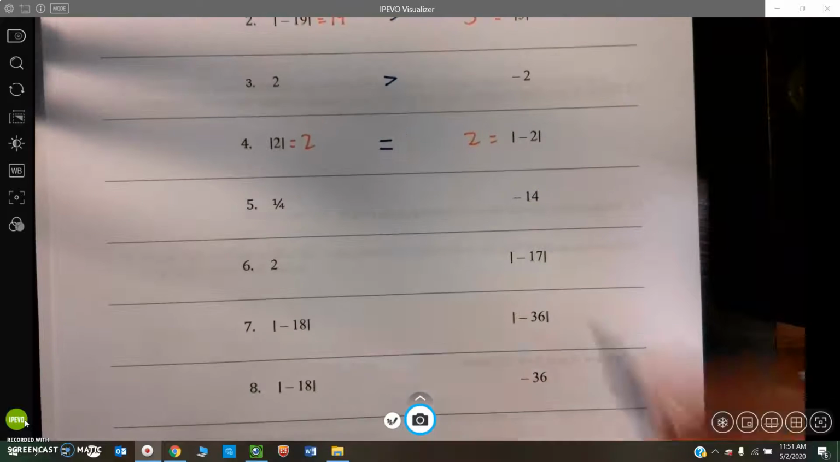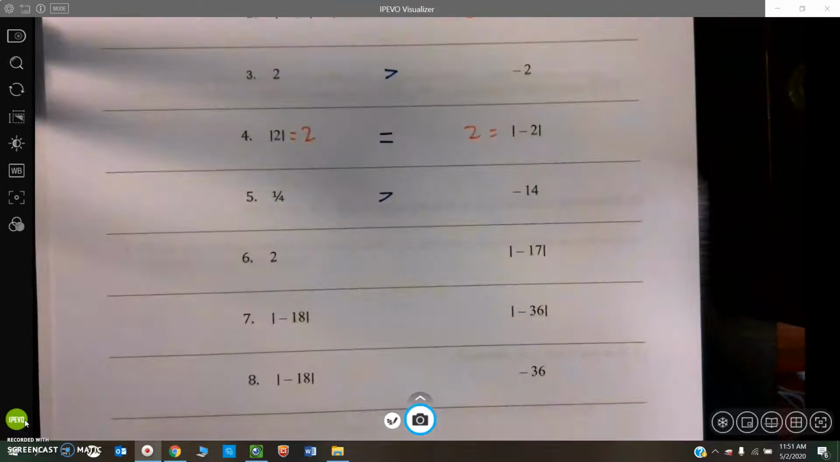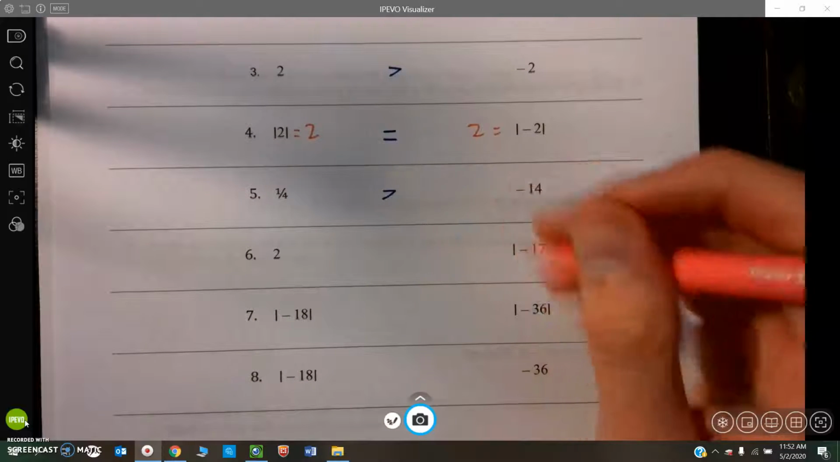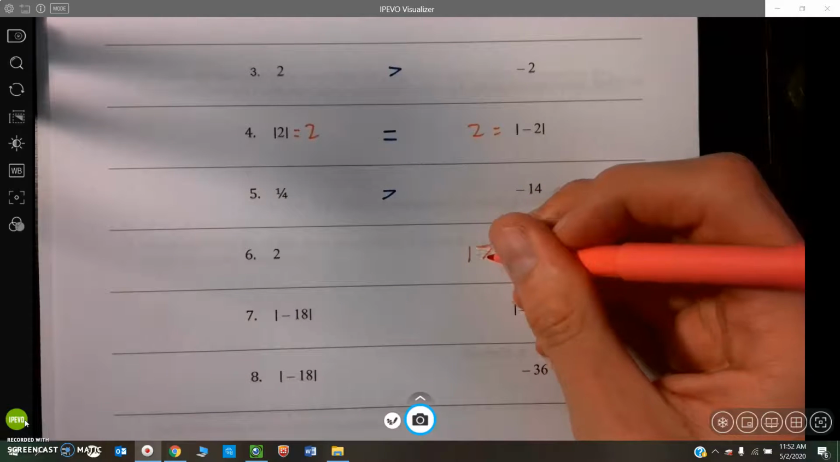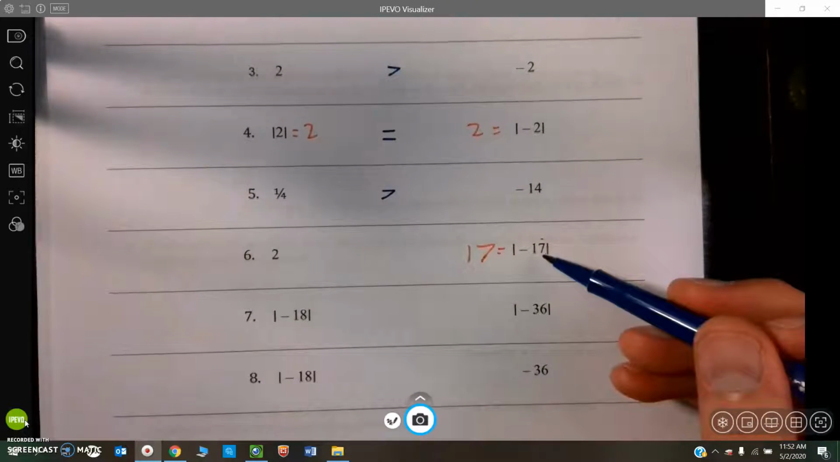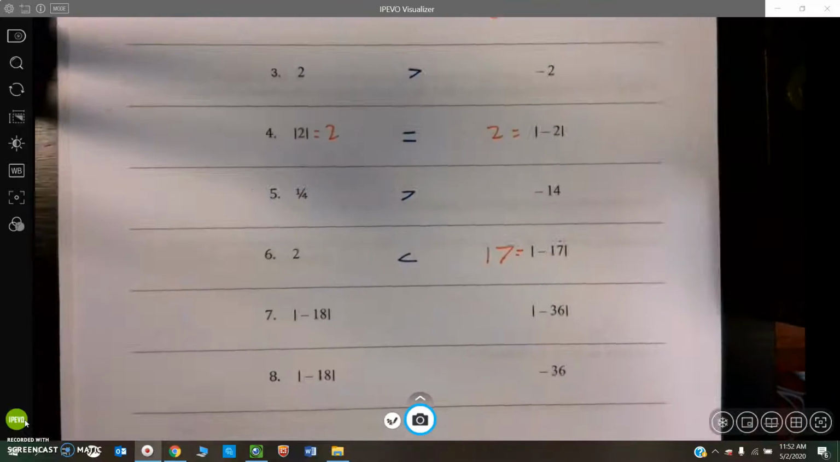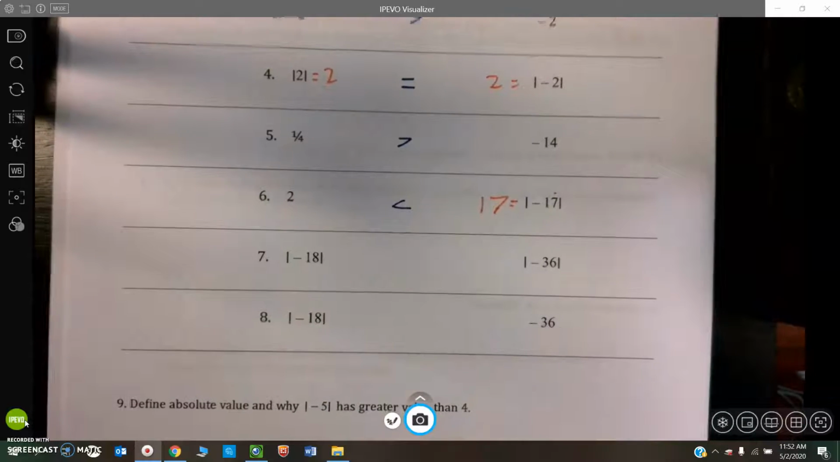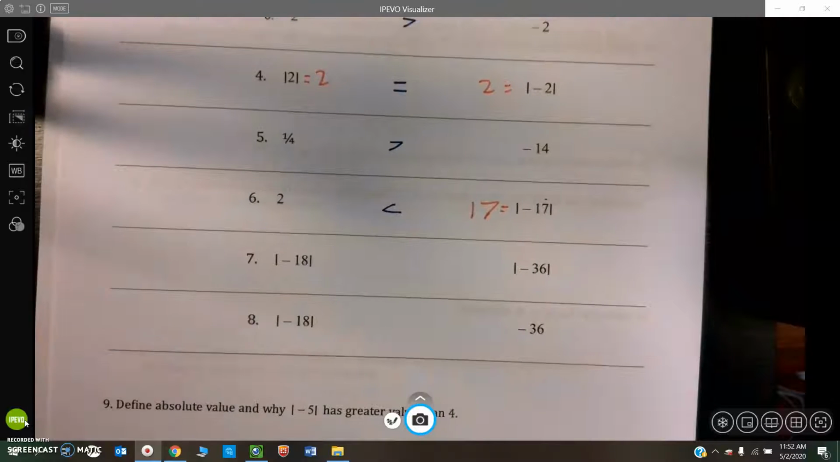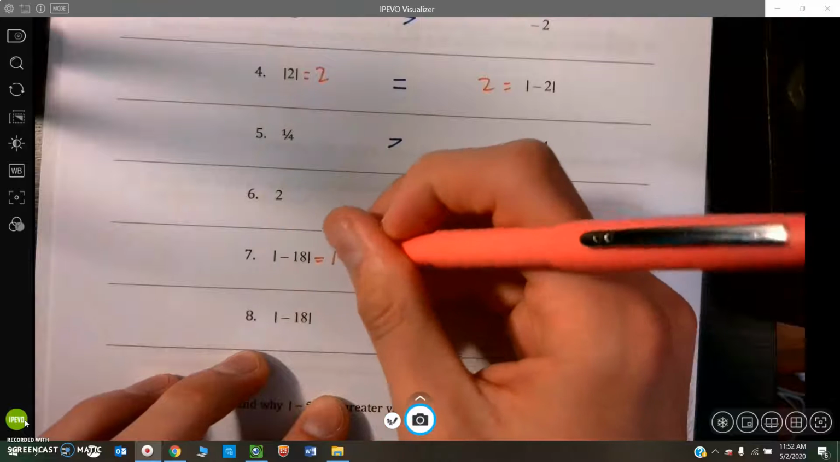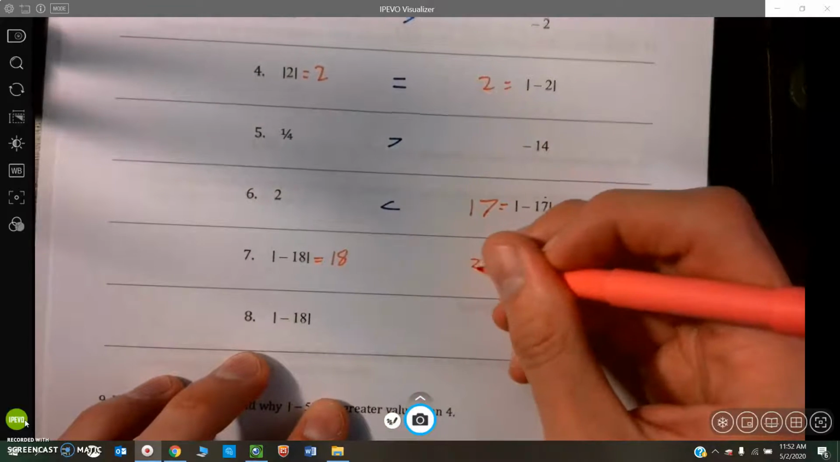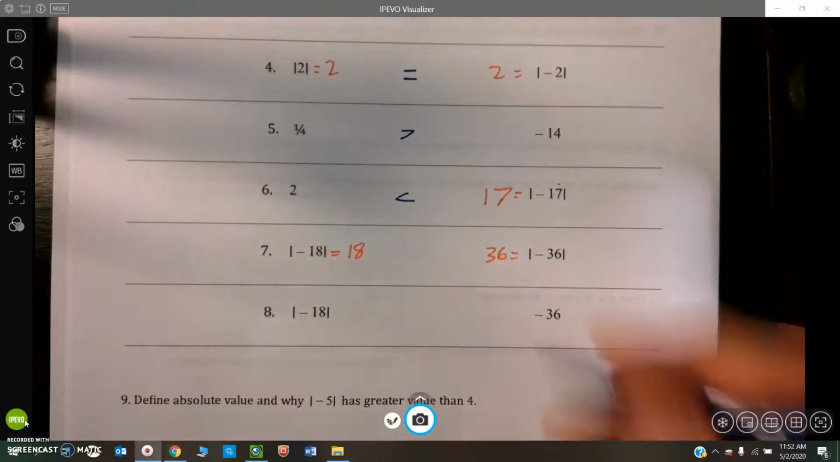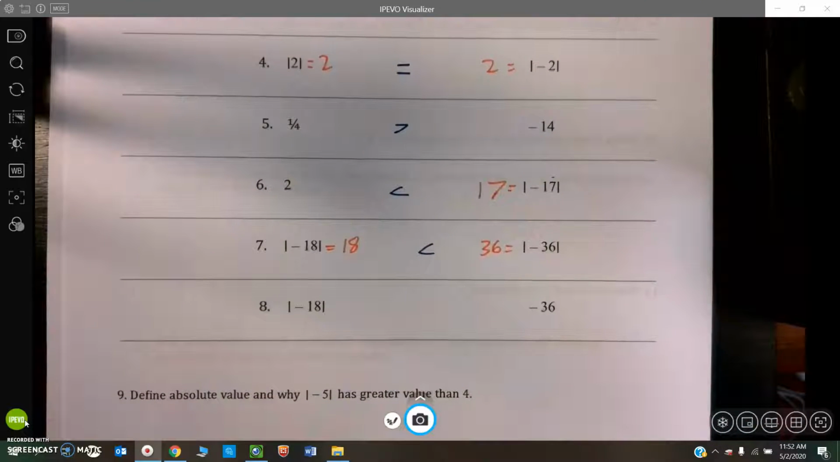Next one, 1/4 and negative 14. Once again, 1/4 is greater. Positives are always greater than negatives. Number 6, 2 and the absolute value of negative 17. So negative 17, I know, is 17 units to the left of 0. So its absolute value is 17. And once again, after finding this number's absolute value, we can see that that was actually larger. Next one, absolute value of negative 18 and absolute value of negative 36. Absolute value of negative 18, this is 18 units to the left. This is 36 units to the left. And so after finding their absolute value, this number actually happens to be larger.